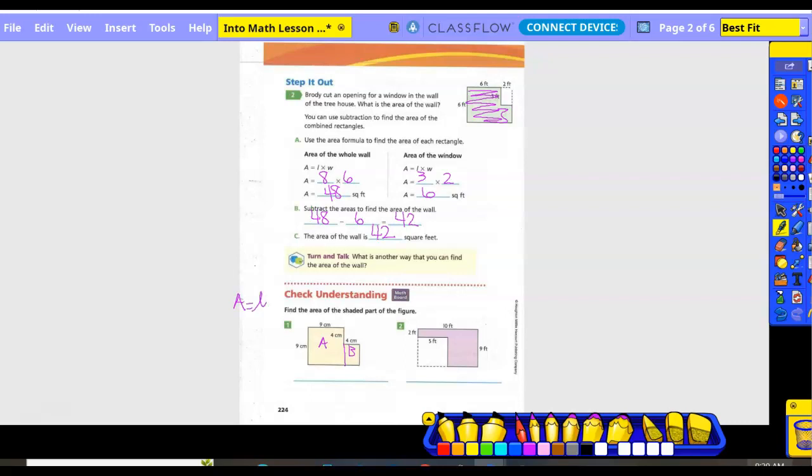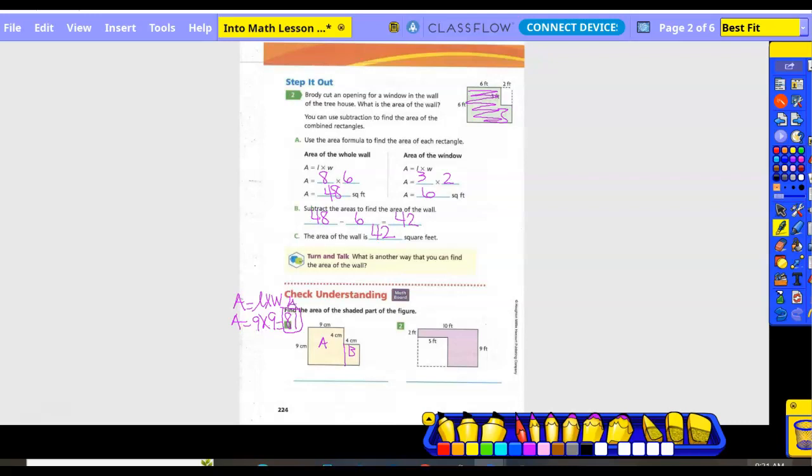Area equals length times width. Okay? So area equals what? 9 times 9, right? Equals 81. So this is one of my boxes. This is letter A, right?